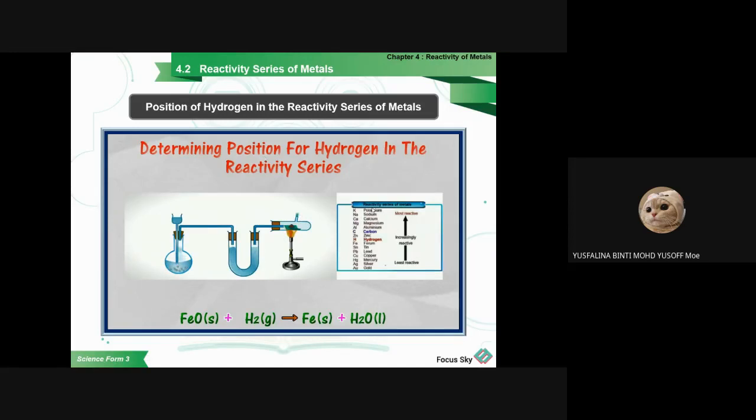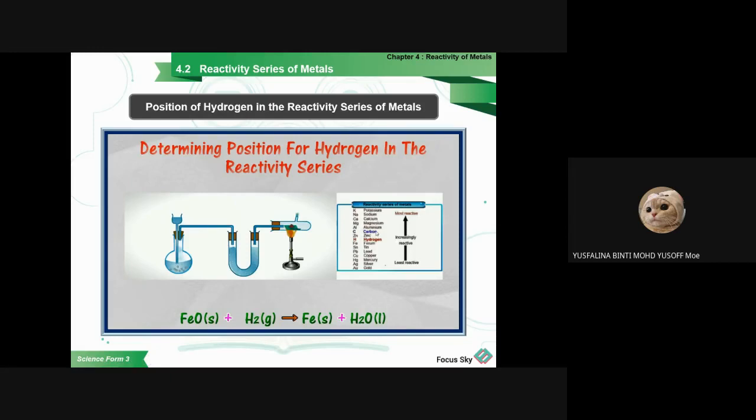Okay, so let's see the reactivity series here. Just now we know that when hydrogen reacts with zinc, there is no reaction. So hydrogen cannot react with zinc because zinc is more reactive than hydrogen. So now we know that hydrogen is below zinc. And then when we react hydrogen with ferrum, you can see the ferrum oxide becomes ferrum and releases H2O, water, right? So hydrogen is more reactive than ferrum. That's why they can react and form the metal and also water. So the position of hydrogen is between zinc and ferrum.